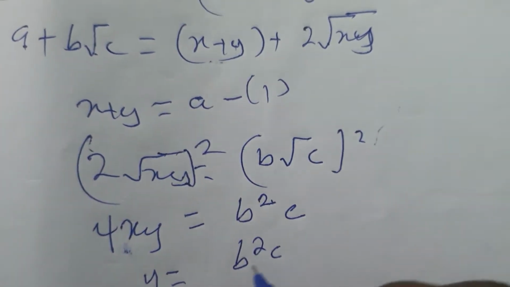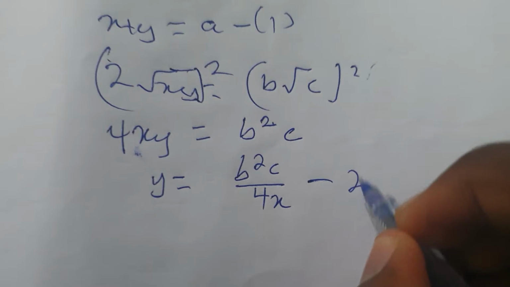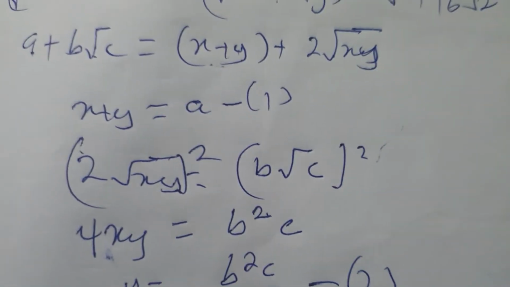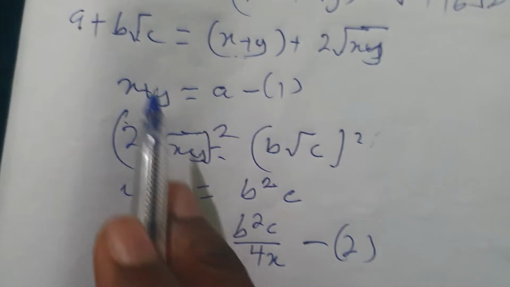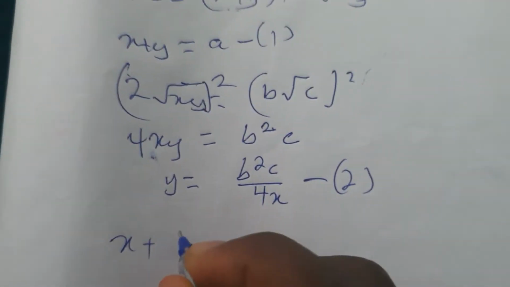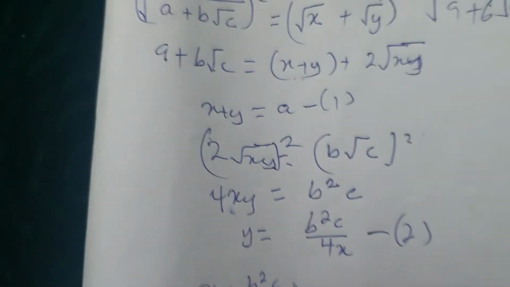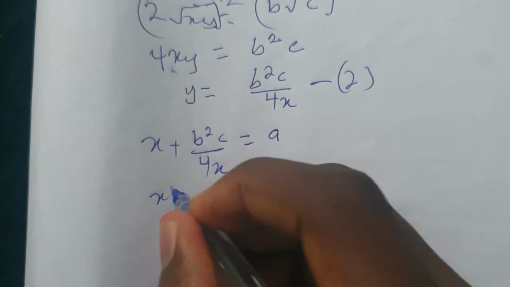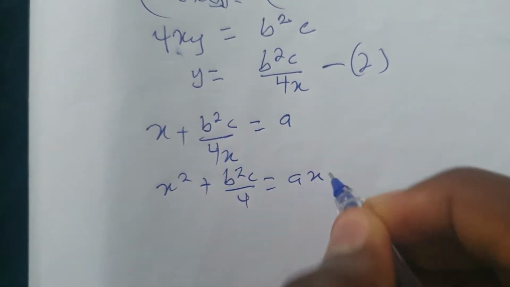So from here we make y the subject. y will be equal to b squared c over 4x, right? Let's name this as our equation 2. So we have to solve these two equations simultaneously for x and y. That's our main motive. Okay, so we put the value of y into the first equation. So x plus y is now b squared c over 4x, and it's equal to a. Okay, multiply through by x, we get x squared plus b squared c over 4 equals ax.